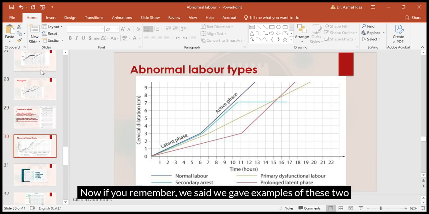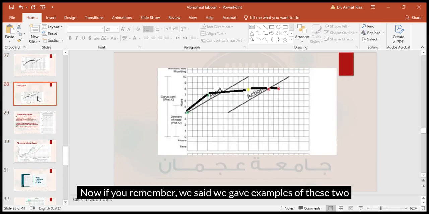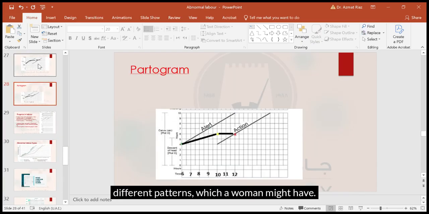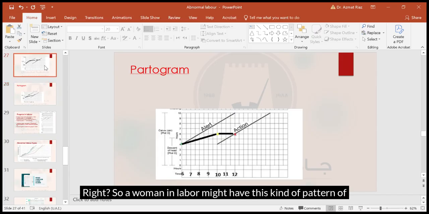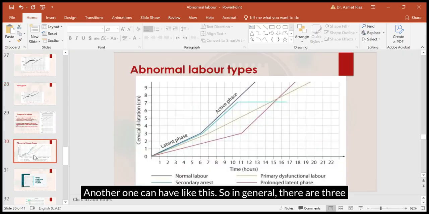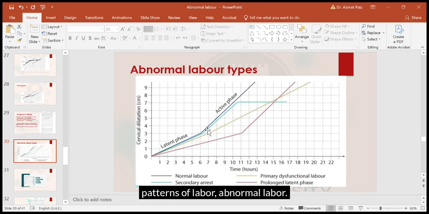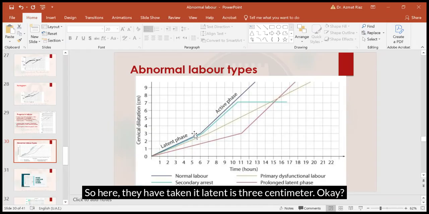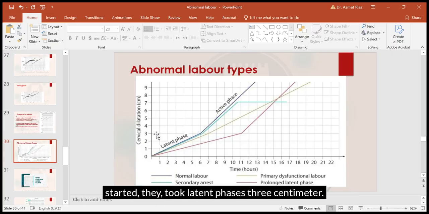Now, if you remember, we gave examples of these two different patterns which a woman might have, right? So a woman in labor might have this kind of pattern of progressive labor, another one can have one like this. So in general, there are three patterns of abnormal labor. But first, let's see when we plot it on a partogram, just to let you know. Here they have taken the latent phase as 3 centimeters, because initially when the partograms were started, they took the latent phase as 3 centimeters. Now, just forget about that 3-4 centimeters.